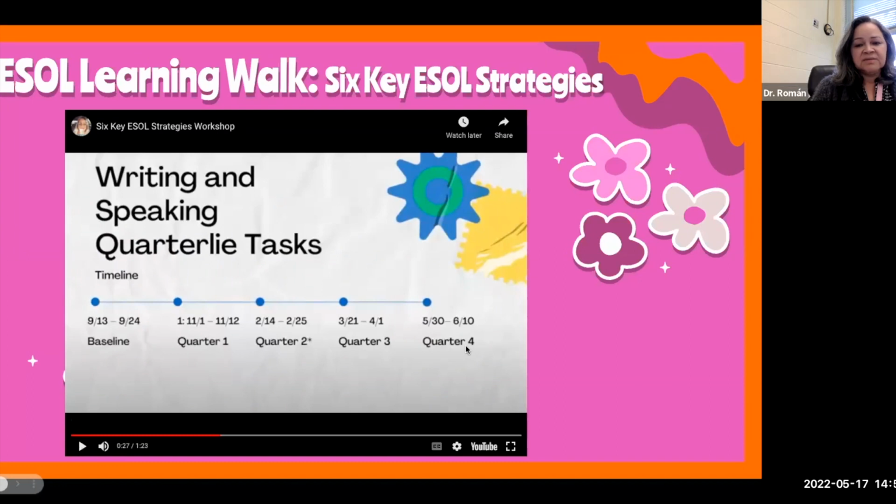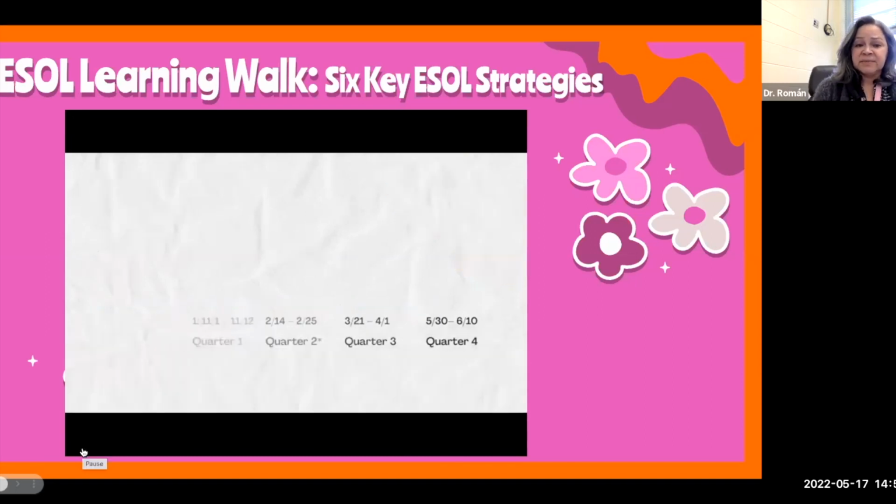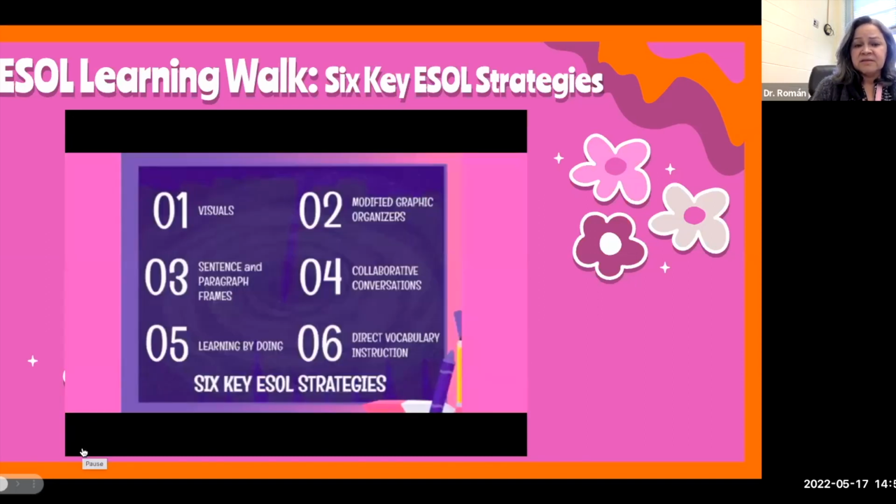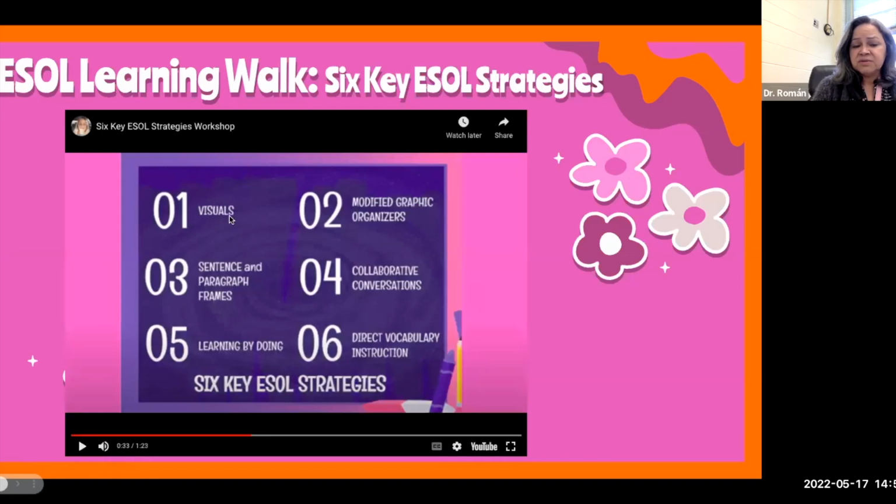This is a reminder that our fourth quarter ESOL task is going to be on writing only, and it's going to begin on the 30th of May and will end on the 10th of June, probably before that time. And these are the 6 key ESOL strategies: the visuals, sentence and paragraph frames or starters, learning by doing, the modified graphic organizers, collaborative conversations, and direct vocabulary instruction.